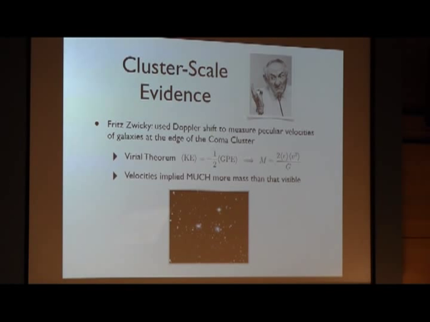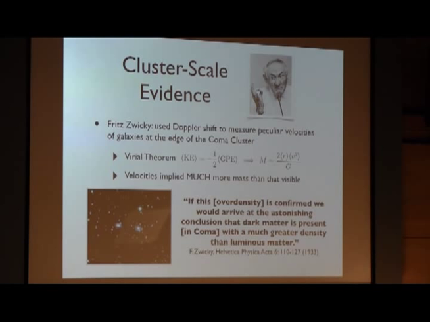The total mass of the galaxy cluster. So here's a picture of the Coma cluster, and you can't see much in it. But what Fritz Zwicky found was that the velocities that he measured implied that there was much, much more mass in this cluster than just what you could count up by looking at the visible stuff in it. So he wrote in 1933, "If this overdensity is confirmed, we would arrive at the astonishing conclusion that dark matter is present with a much greater density than luminous matter." 1933, and we still don't know what it is.